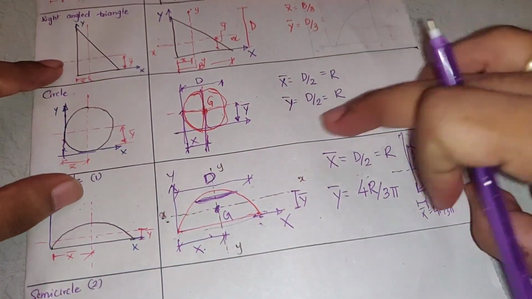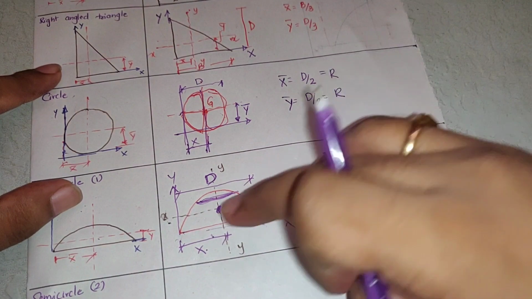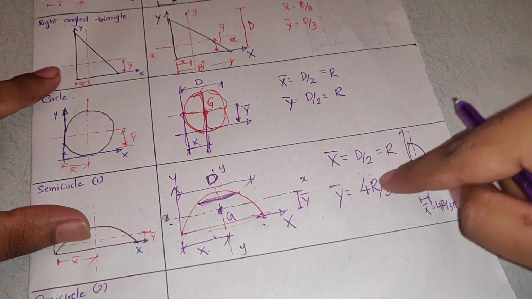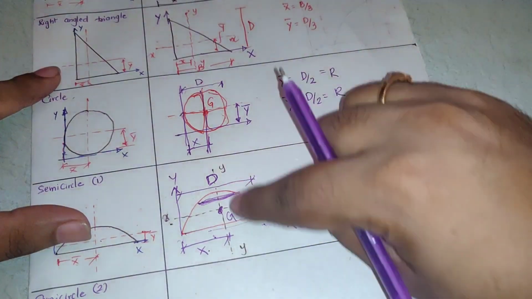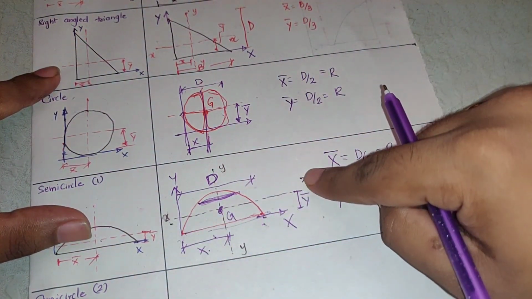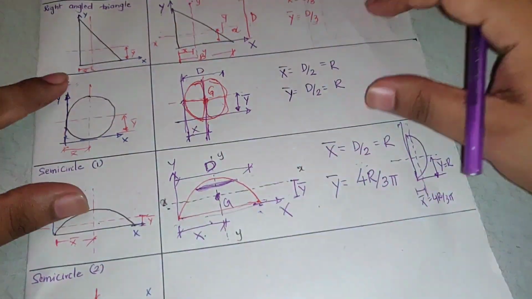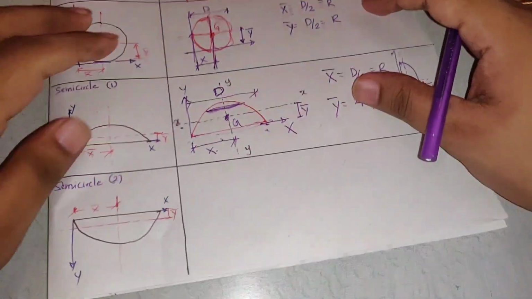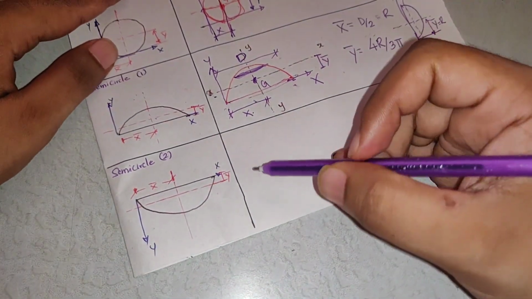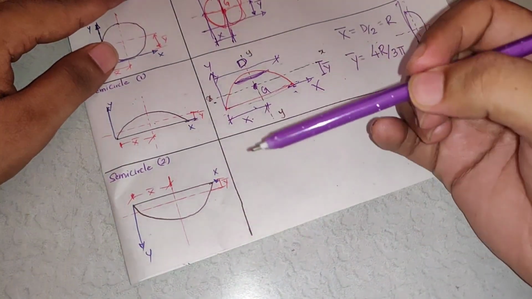But now the semicircle is placed like this. So it has become symmetric about what axis now? This axis has become vertical, meaning it has become y, and this axis has become horizontal, x. So y bar changes, x bar changes. Keep this in mind.